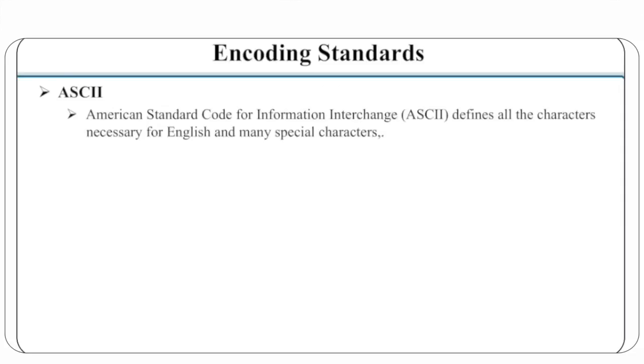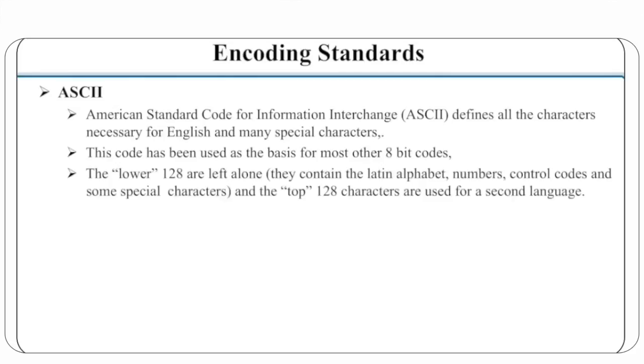ASCII, or the American Standard Code for Information Interchange, defines all the characters necessary for English and many special characters. This code has been used as the basis for most other 8-bit codes. The lower 128 are left alone. They contain the Latin alphabet, numbers, control codes, and some special characters. And the top 128 characters are used for a second language.